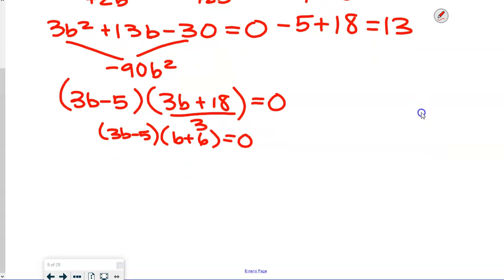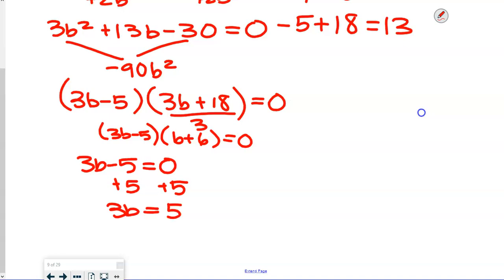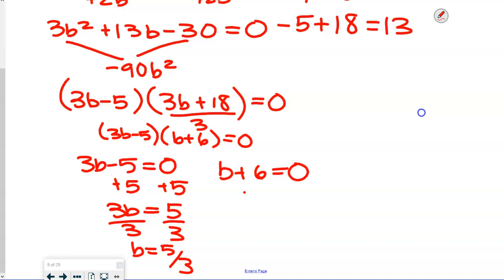So we're going to do 3b minus 5 equals 0. So we're going to add 5 to both sides. So then we got 3b equals 5, right? Then we're going to divide both sides by 3. So b is equal to 5 over 3. That's one of our solutions. Then we're going to set this b plus 6 equal to 0 as well. So we're going to subtract 6 from both sides. So b is equal to negative 6. So those are our two solutions right there.